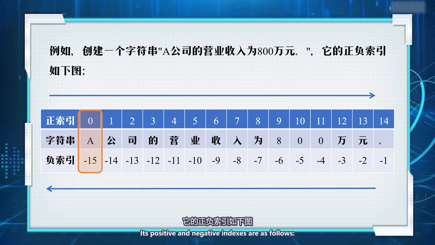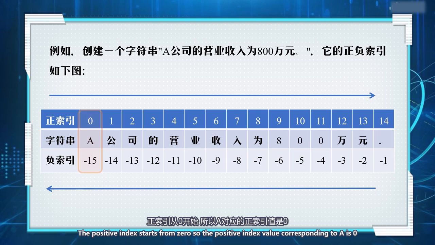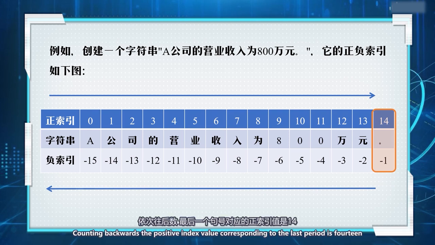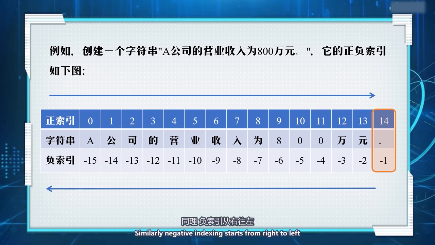For example, "the operating income of company A is 8 million yuan." Its positive and negative indexes are as follows. The positive index starts from 0, so the positive index value corresponding to A is 0. Counting backwards, the positive index value corresponding to the last period is 14. Similarly, negative indexing starts from right to left, and the negative index value corresponding to the period is -1.